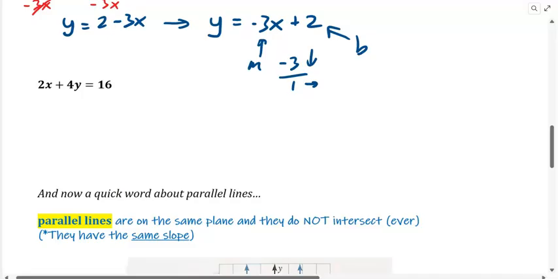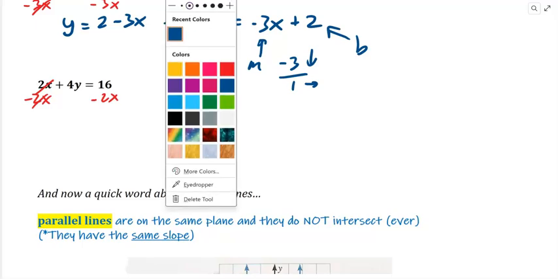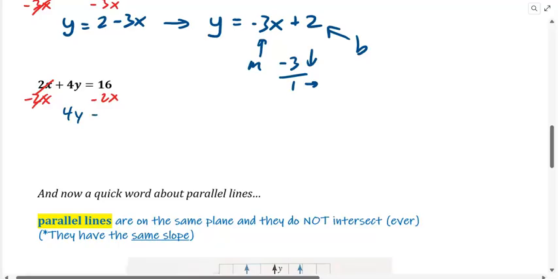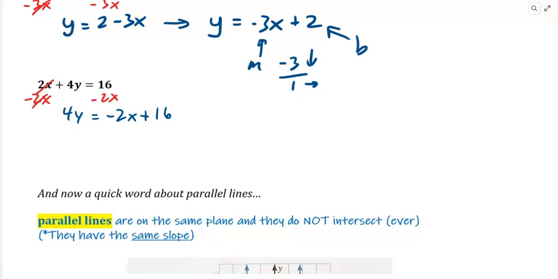2x plus 4y equals 16. Again, let's get the y term by itself on one side. So first things first, subtract the 2x from both sides. Those cancel out, and I get 4y equals -2x plus 16. All right, now one more thing. We want to get rid of that 4 times y, so we have to divide by 4. That means we divide everything by 4 on the other side. Every term gets divided by 4.